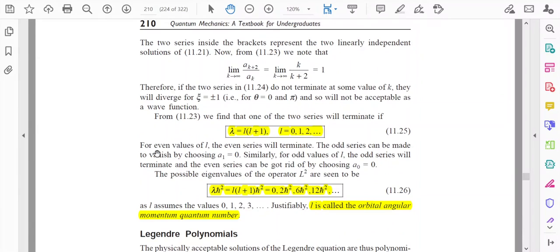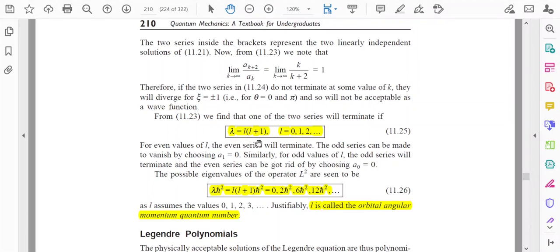We are saying in this way, that for even values of L, the even series will terminate and the odd series can be terminated by choosing a1 equal to 0. Similarly, for odd values of L, the odd series will be terminated and the even series can be got rid of by choosing a0 equal to 0. So in this way we can get the acceptable solution, but the main condition is that lambda is equal to L into L plus 1. That is the condition for the termination of the series and to get the acceptable solution. We have to note this condition very carefully.